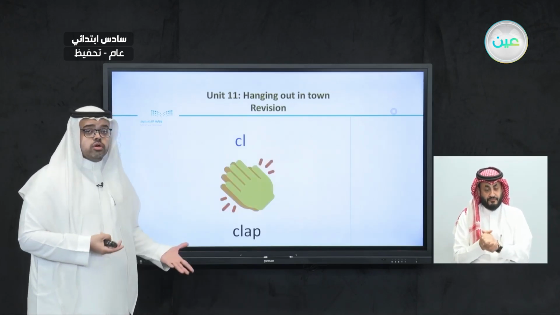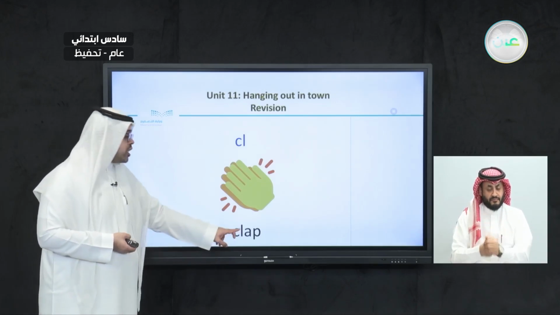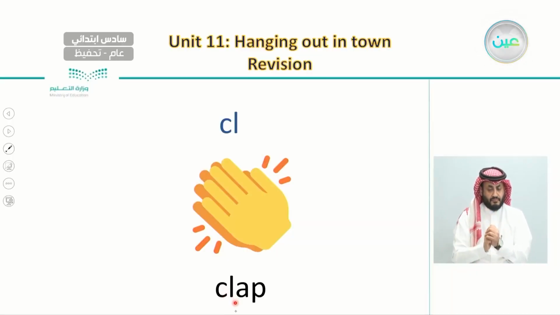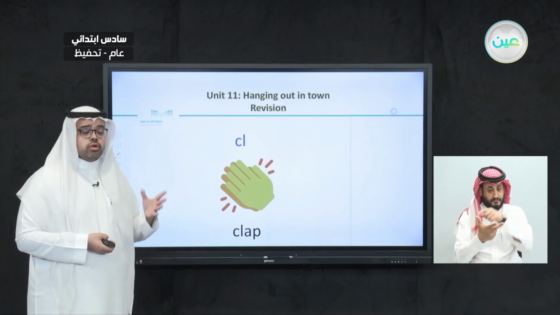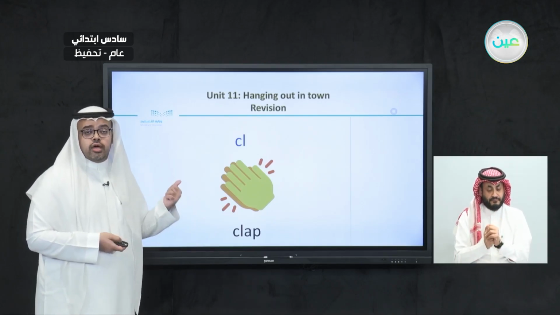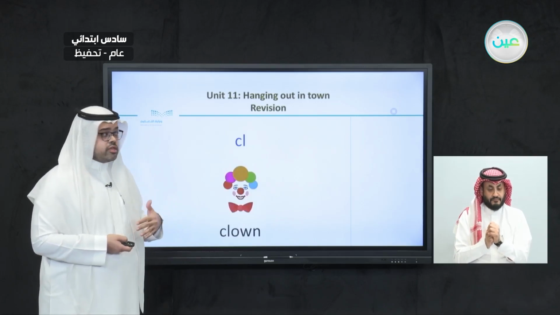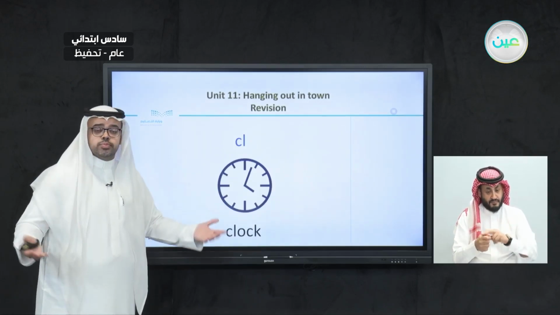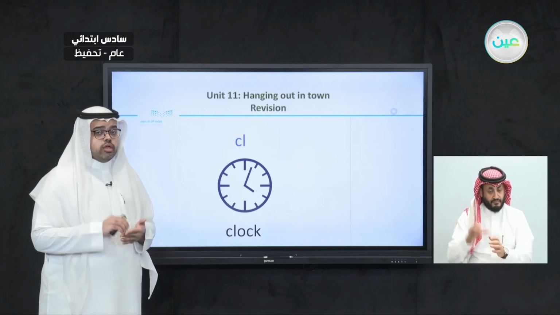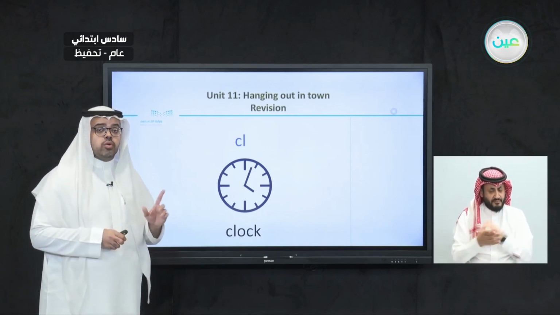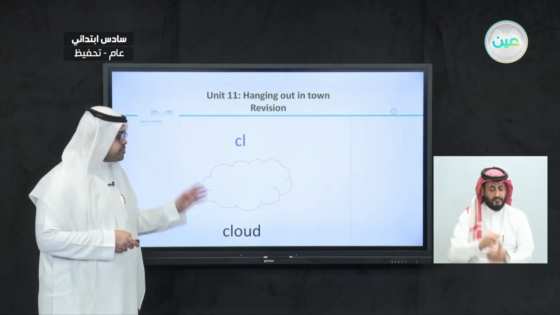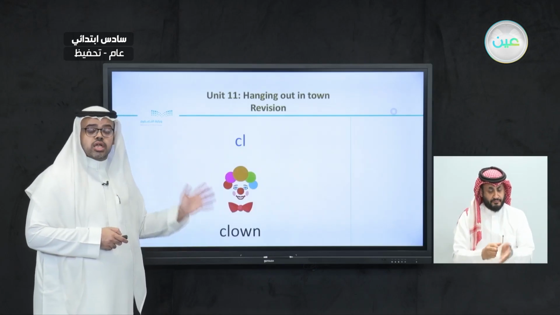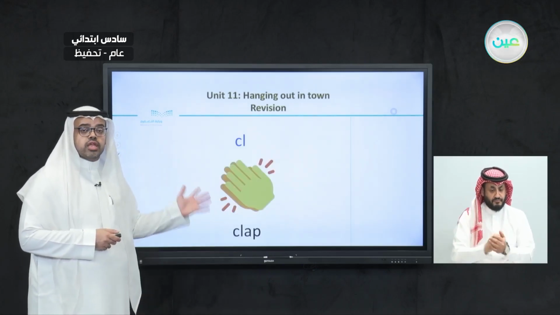And the last word with this blend is clap. Clap. Say after me, clap. Very well. So here we did listen to four important words with this blend. And as we said, and we're going to repeat it with each blend we see, it must be pronounced as one unit, as in clock, cloud, clown, and finally clap.